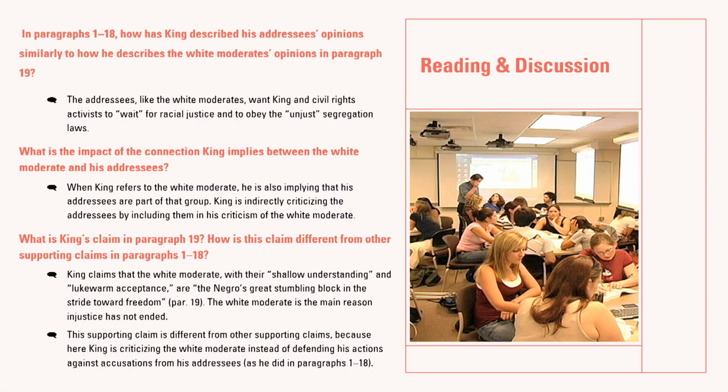And you can see that King claims that the white moderate, with their shallow understanding and lukewarm acceptance, are the Negro's great stumbling block in the stride towards freedom. The white moderate is the reason injustice has not ended. The supporting claim is different from the other supporting claims because here King is criticizing the white moderate instead of defending his actions against the accusations from his addressees, as he did in paragraphs 1 through 18.